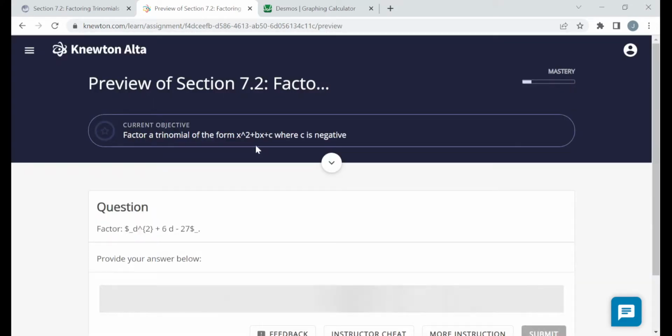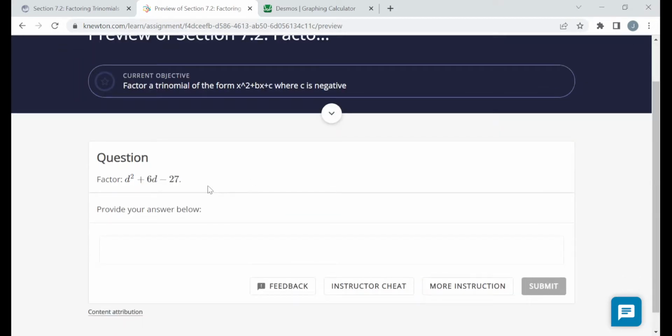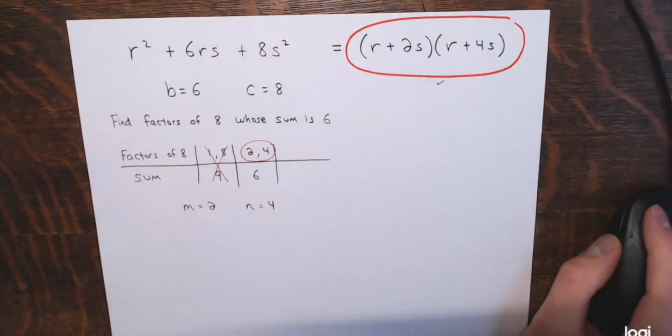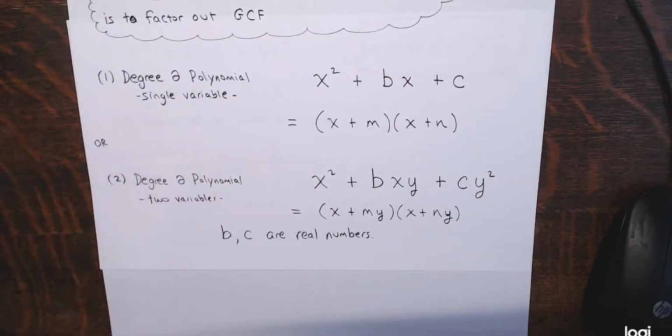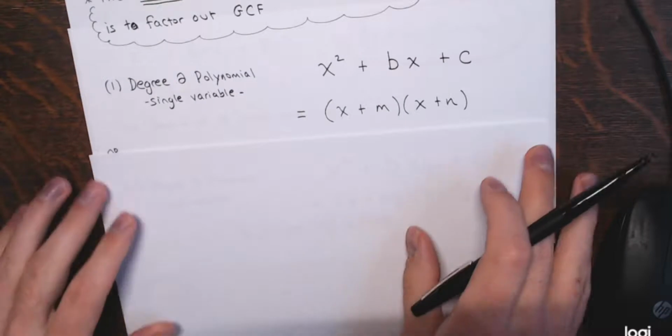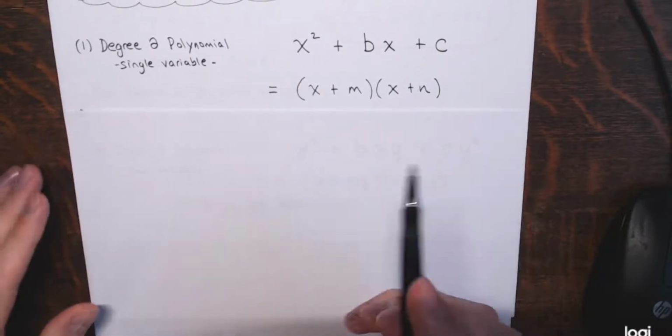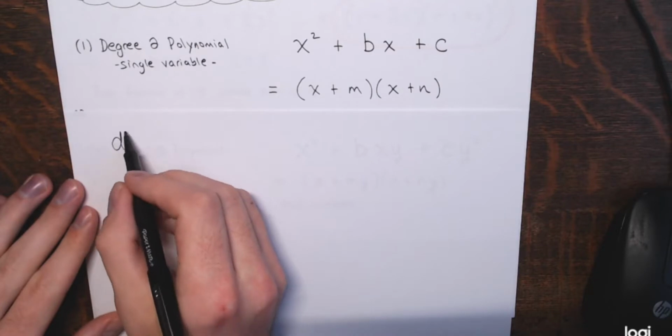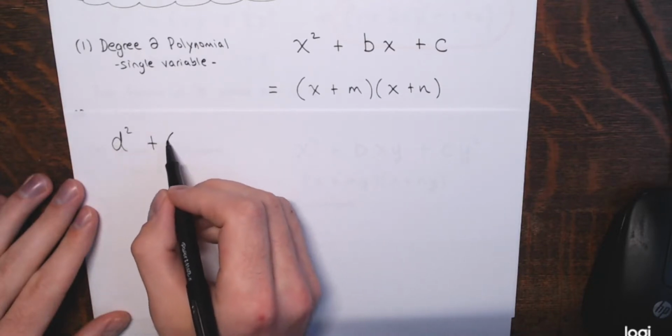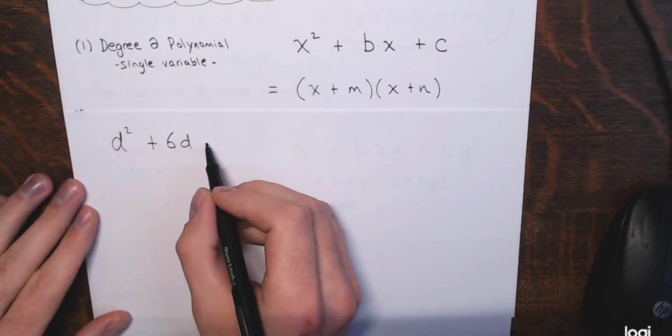All right, so now we're to the single variable trinomials of these forms, x squared plus bx plus c. But this is where c is negative, right? But still the same procedure is going to happen here, but there's only going to be one variable. All right, so we're in this first case I wrote up. So the polynomial I have here is, instead of x, the variable is d, right? They're asking us to factor d squared plus 6d, and then the constant term is minus 27.